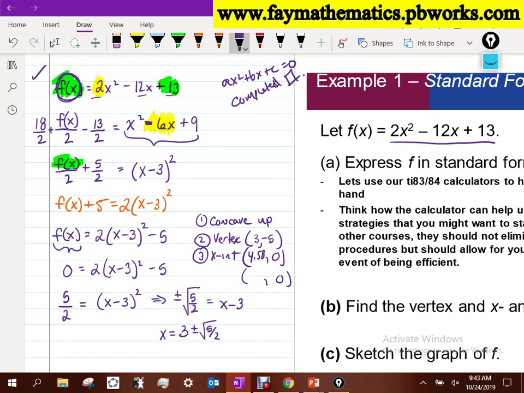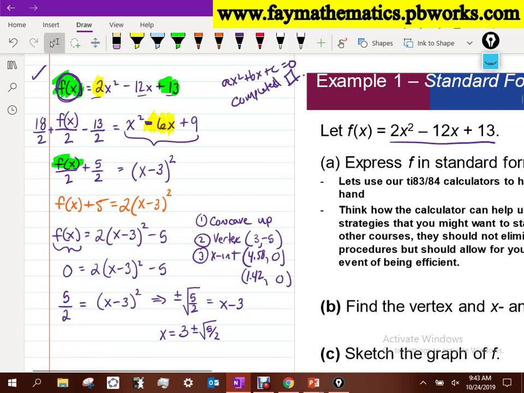And the other one is 1.41. And that's 1.42. Those are my x-intercepts. Is that okay? Yeah. All right. We should be able to justify that.